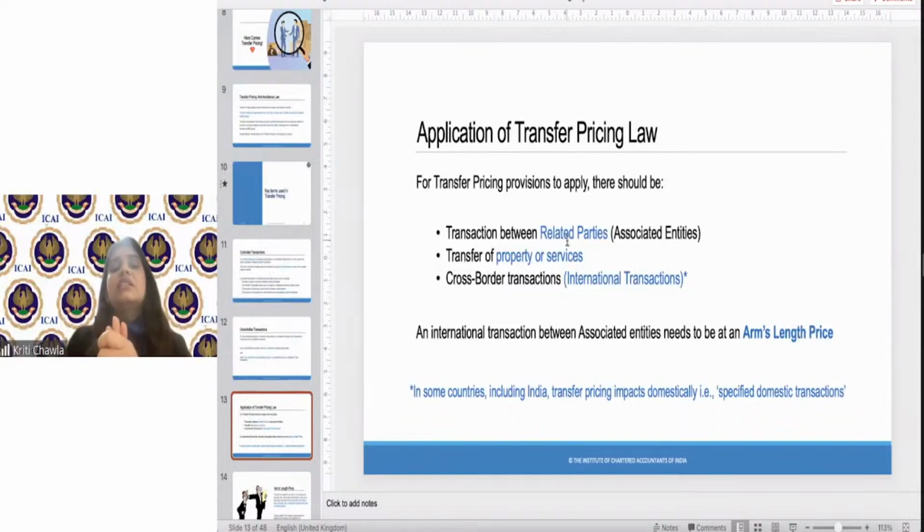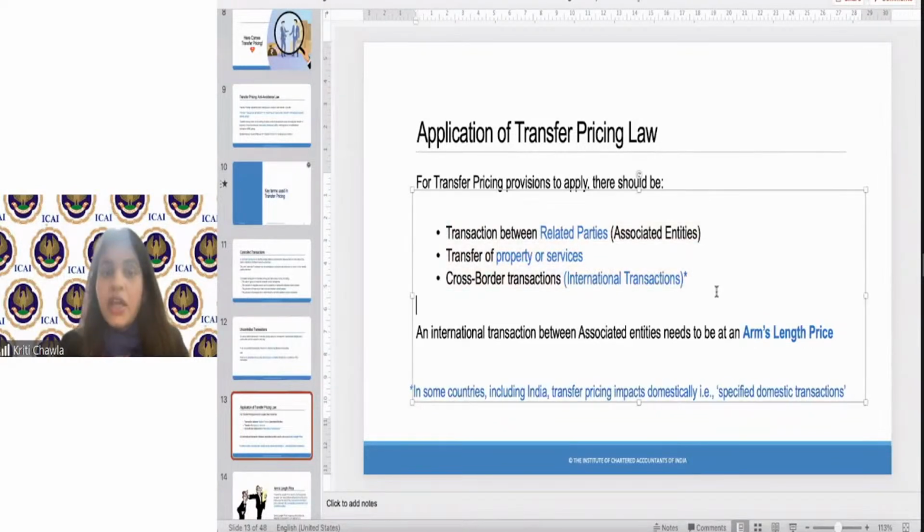And the third thing is that it should be a cross-border transaction. It should be an international transaction, as in, one entity should be in India and the other entity should be an overseas entity or a non-resident company. We need one entity which is resident, one entity which is a non-resident. The moment this happens, it is an international transaction. And you know that when all these conditions are established, transfer pricing provisions will apply. That means that transfer pricing provisions will be activated.